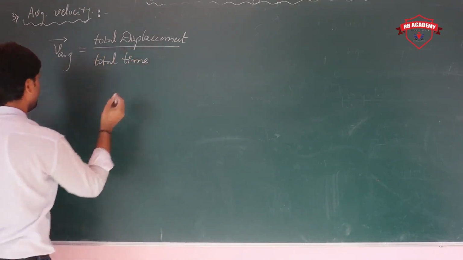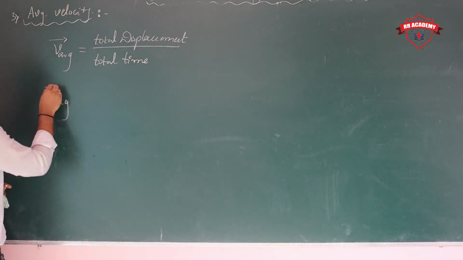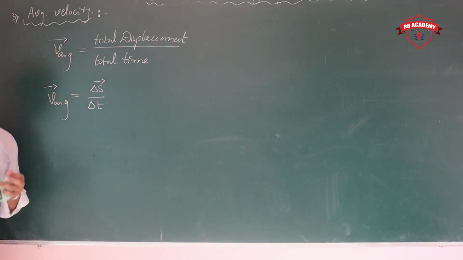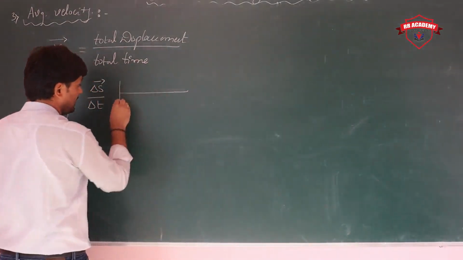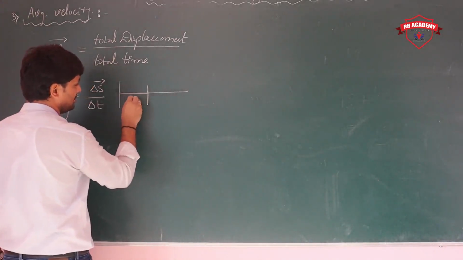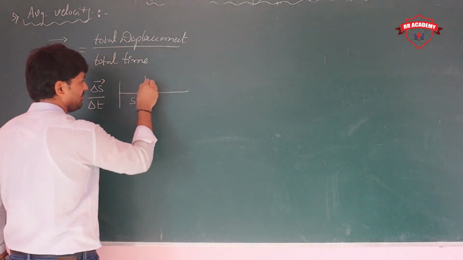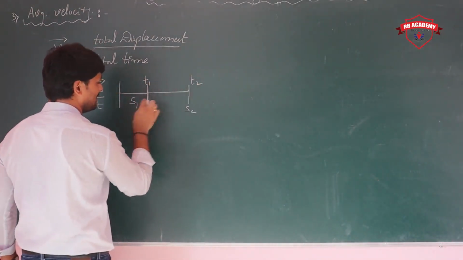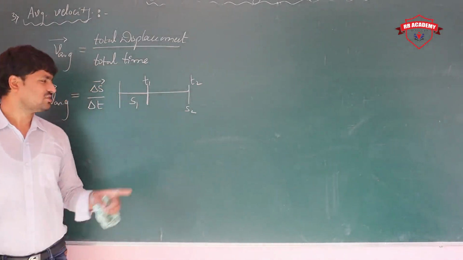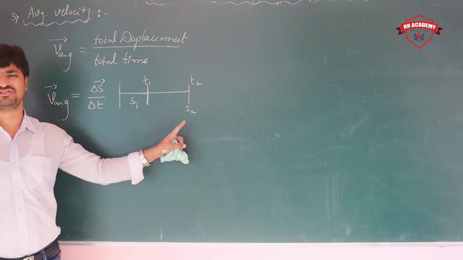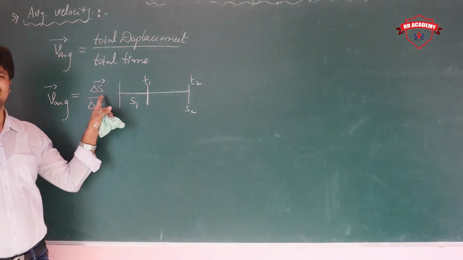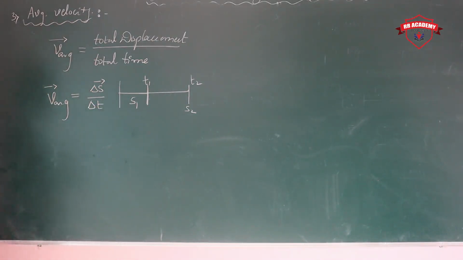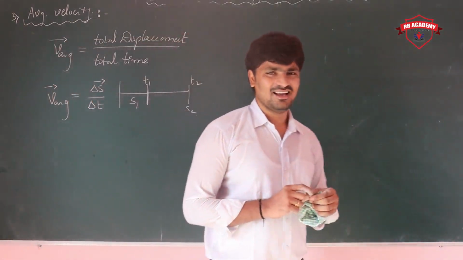Total time. See here, the average velocity is equal to delta S bar upon delta T. I already showed an example for you. A particle starts from a point S1 from the origin at T1 seconds, and up to T2 seconds the particle goes to S2. Then what is the displacement? The displacement is simply S2 minus S1. That is what we represent as delta S. And here, we have to remember about average speed and average velocity also.